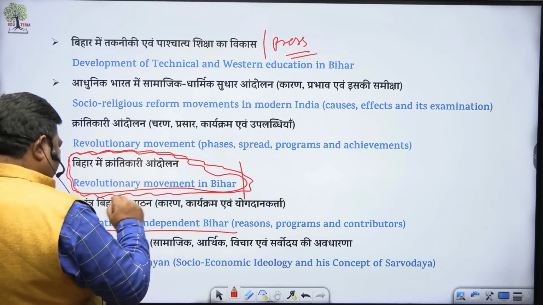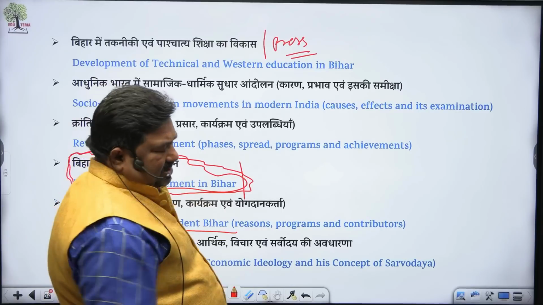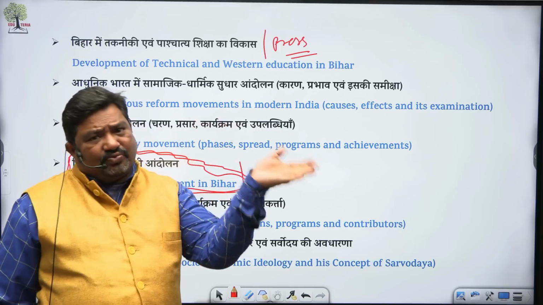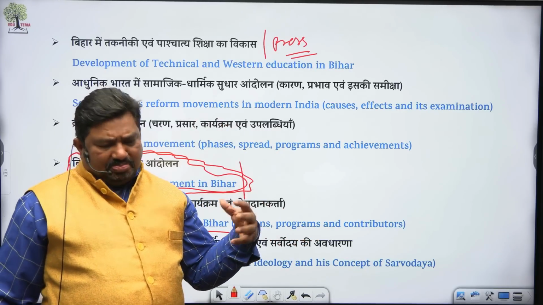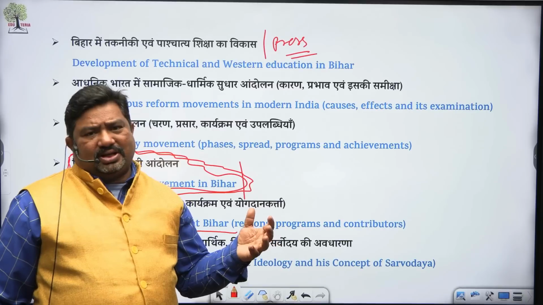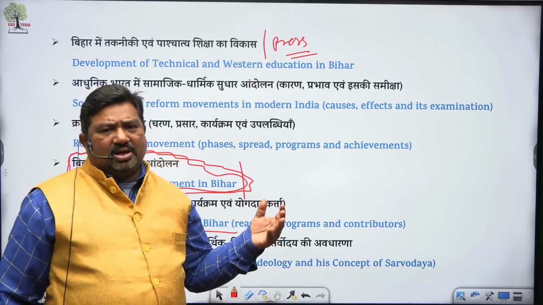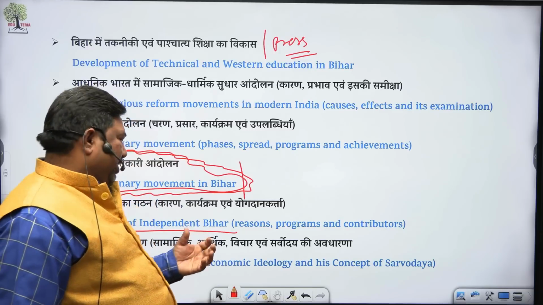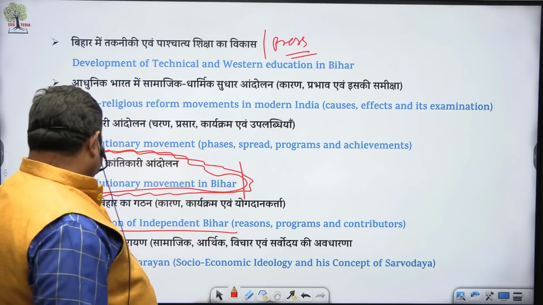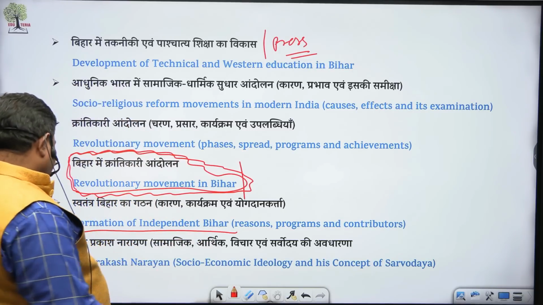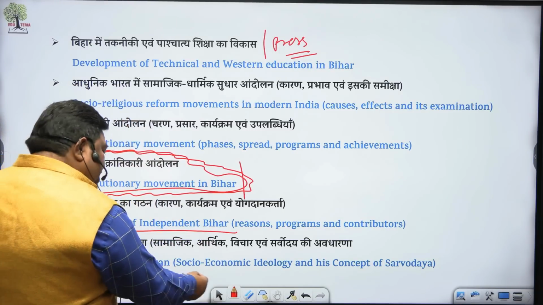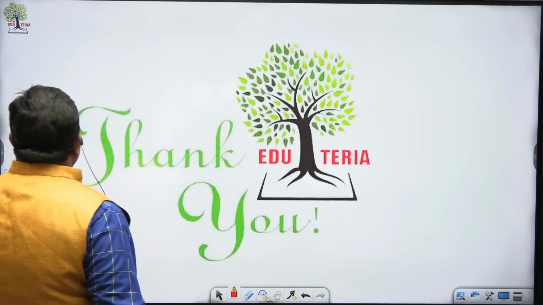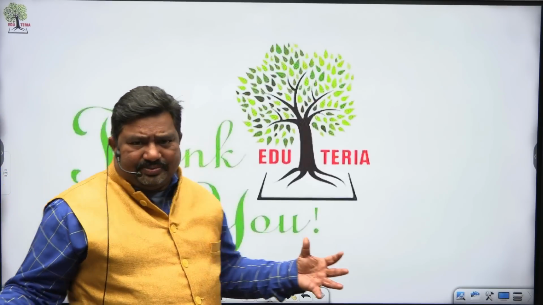Also, one aspect is missing here, I'll be discussing migration from Bihar. Many people settled in Fiji, Mauritius, and what would have been the factors behind their external migration, that I'll be discussing in the class, which is not part of this syllabus. And then Jayaprakash Narayan, all the socio-economic ideology and the concept of Sarvodaya.